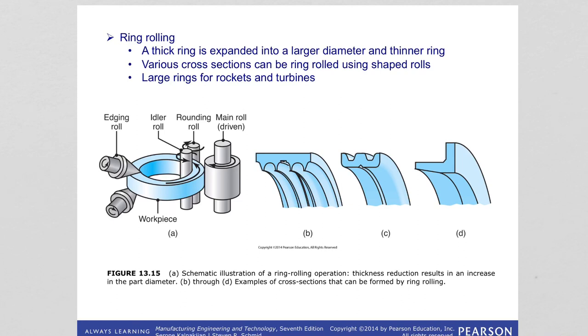Compared to other processing techniques that are capable of producing the same part, the advantage here is that we have short production times, close dimensional tolerances, and favorable grain flow in the product, thus enhancing the strength in the desired direction.